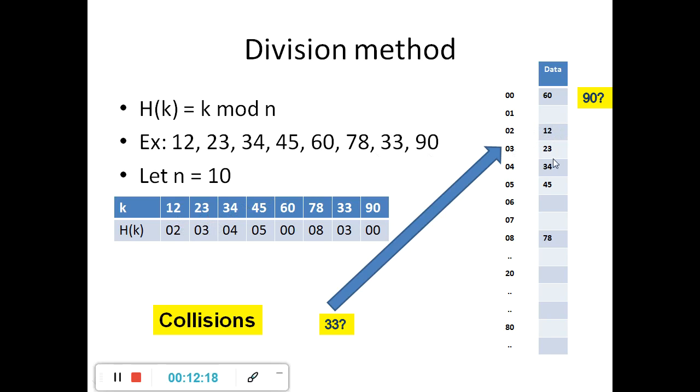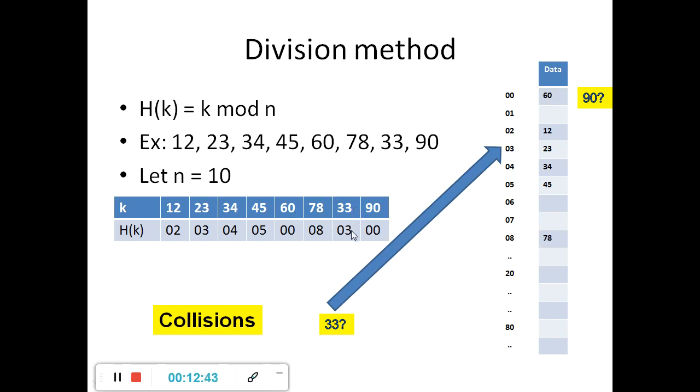This is being shown here. And the new incoming data 34 is stored at location 4. Now the data 45 is stored at location 5 as shown here. Data 60 is stored at location 0 because 0 is the hash address of this data. Data 78 is stored at hash address 8. The new incoming data 33 has hash address of 3.